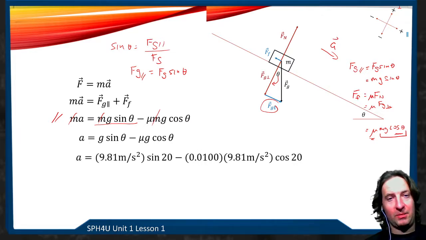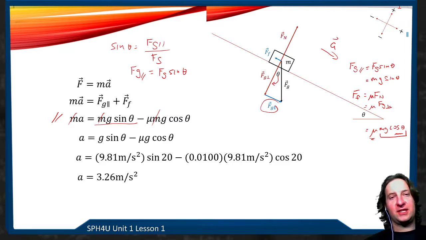Then I can plug in all my numbers, right? G is 9.81 meters per second squared, sine 20, cos 20. I'm going to put all my numbers in here, and I'm going to come up with a number of 3.26 meters per second squared. So it's about a third of gravity. I'm accelerating at about a third of gravity.